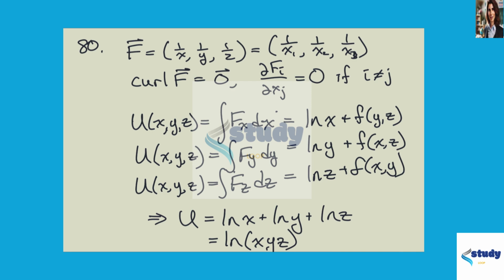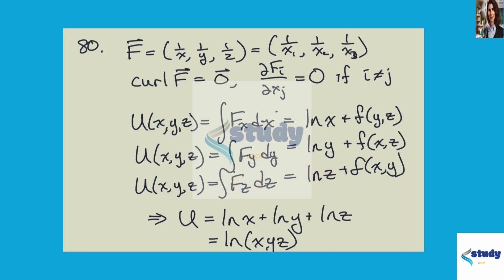Then they ask us to figure out what the potential is. Well, we can do that by integrating. If we integrate f of x over x, we get the natural log of x plus some function. u would be the natural log of x plus some function of y and z. If we integrate f of y over y, we get the natural log of y plus some function of x and z. And finally, if we integrate f of z over z, we get the natural log of z plus some function of x and y.